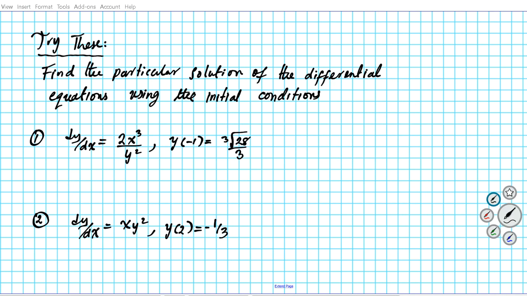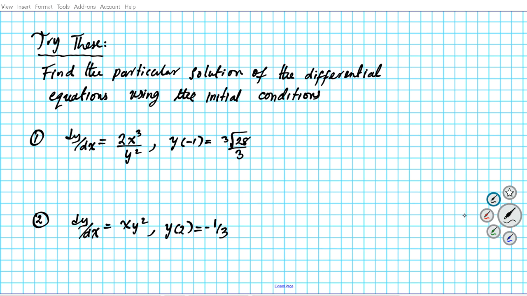Alrighty, ladies and gentlemen, it's now your turn. We have two practice problems that we'd like you to try out. So the instructions are basically the same as the example we just did. We'd like you to find the particular solution of these differential equations using the initial conditions provided. Go ahead and pause this video presentation at this time. When you're done solving the problems, reinitiate playback in order to see what the answers are.